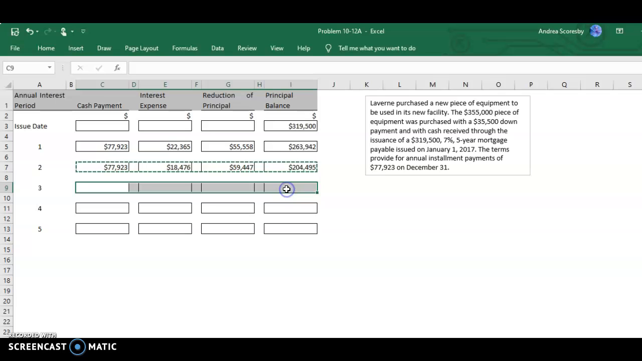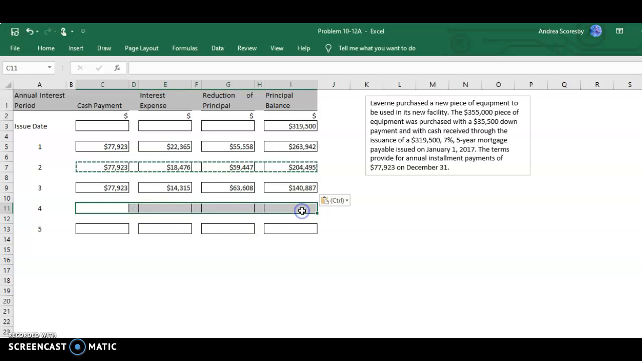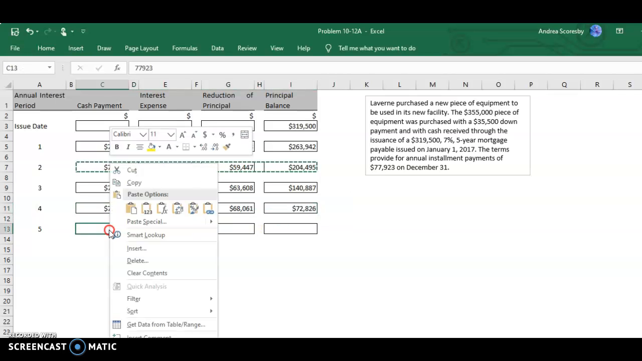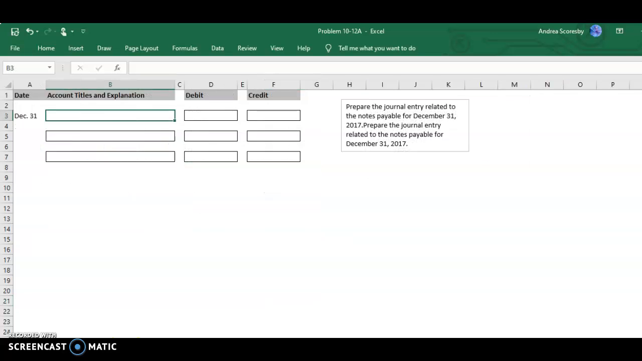So I'm just going to copy and paste this in. As you can see, the cash payments always stay the same, and the interest expense will get smaller each and every year, and the reduction of principal increases with each year, but the principal balance gets smaller. So that completes this portion. So we'll move on to part 2.